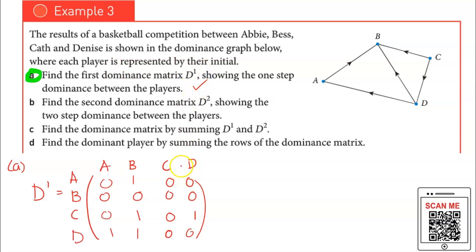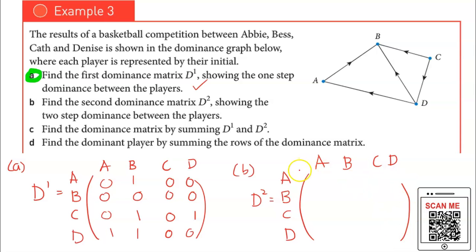So let's look at the second dominance matrix. Second one, question B, D2. That means it's two-step dominance, where you can use two edges indirectly to defeat that person. So look at the vertex A. Do you have any two-stage? No. So I just put 0 all the way. And B, do you have any? No, because B has no win.